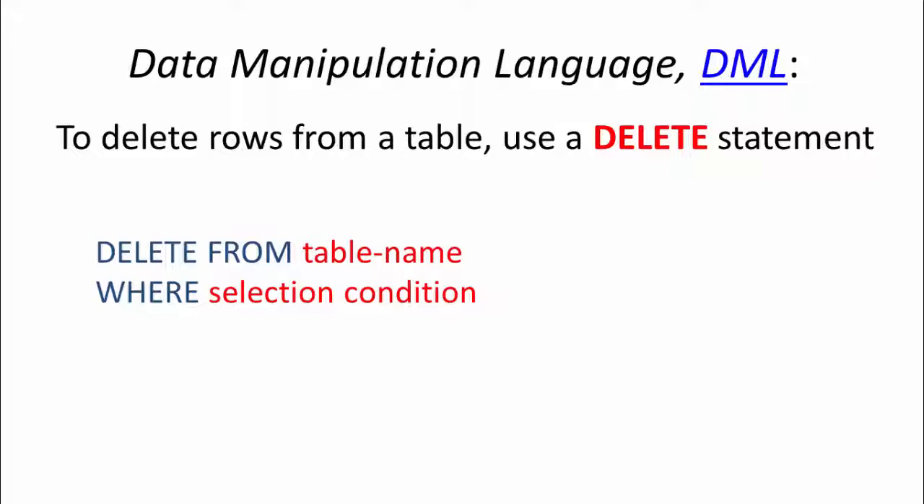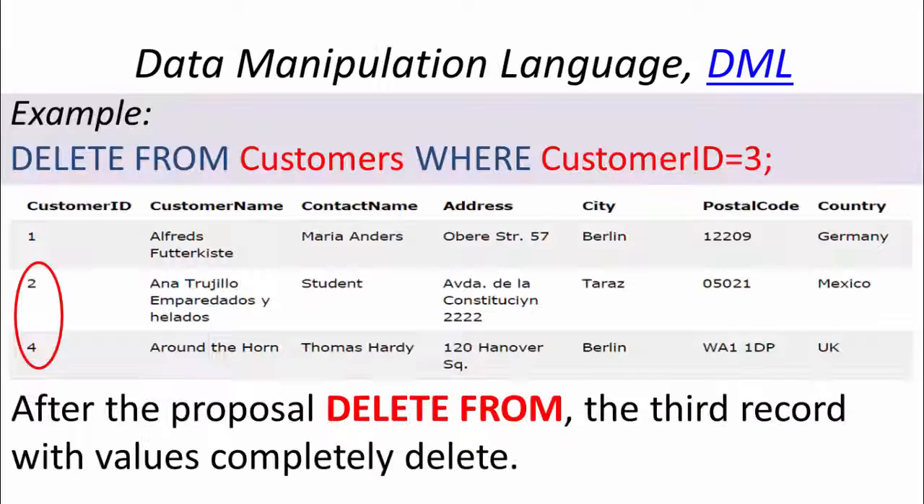To delete rows from a table, use a delete statement. Delete from table name where selection condition. For example, delete from customers where customer ID equals 3. You can see that after the delete from statement, the third record with its values is completely deleted.